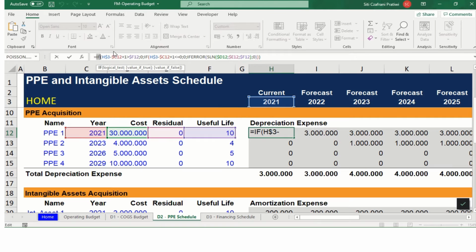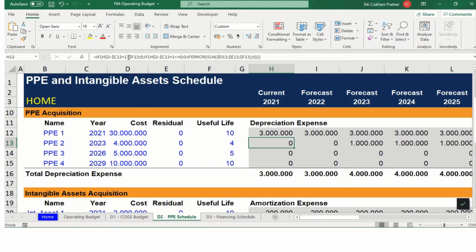You can see here, H3 is the current year or forecasted year. If the current year minus the acquisition year plus 1 is more than the useful life, the depreciation expense value will be 0. It means that if the forecasted year exceeds the useful life, you do not need to depreciate the asset any longer.